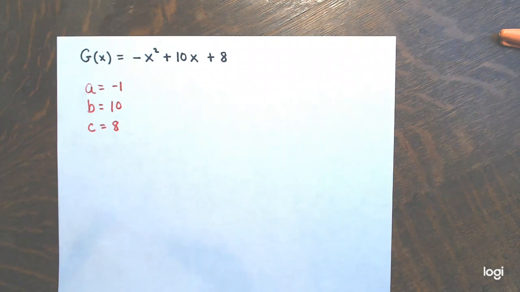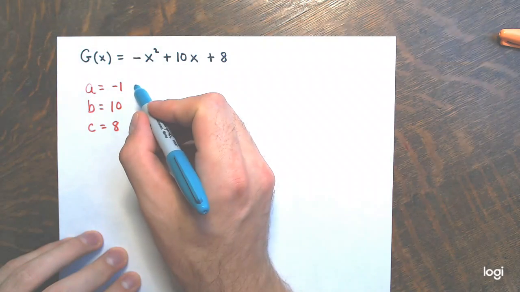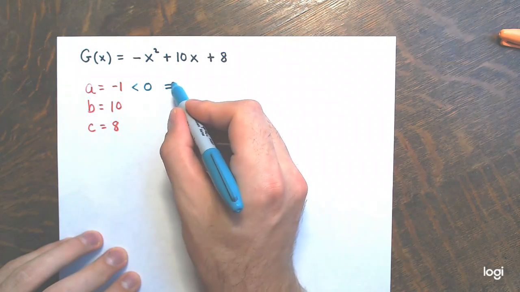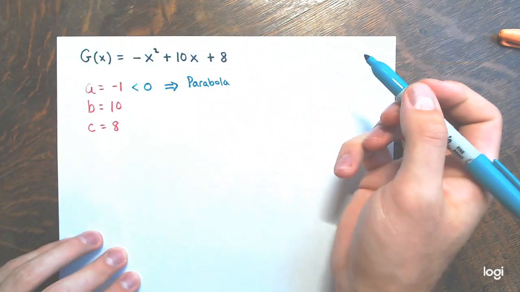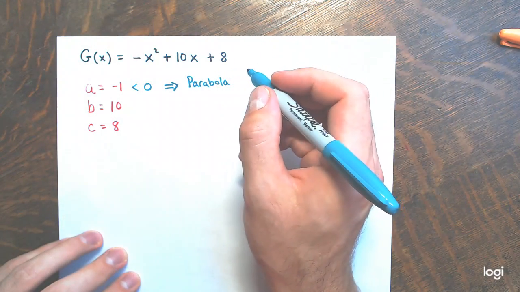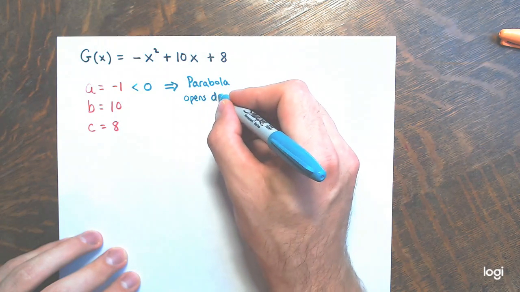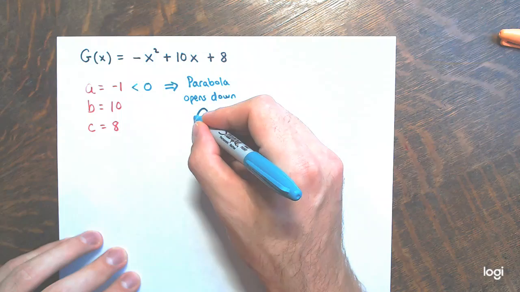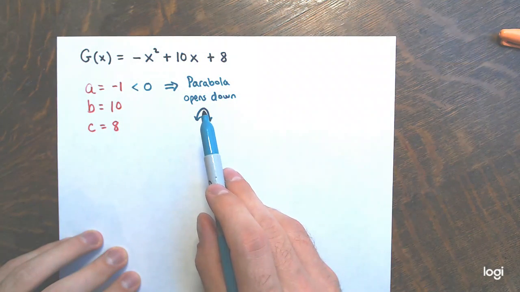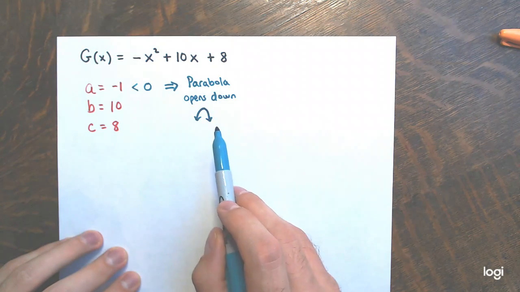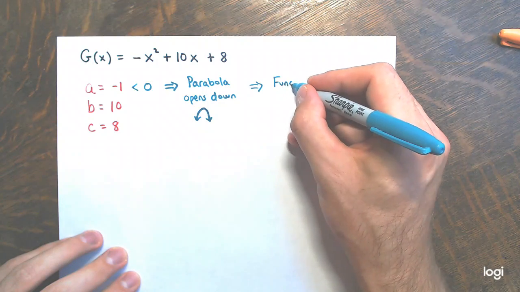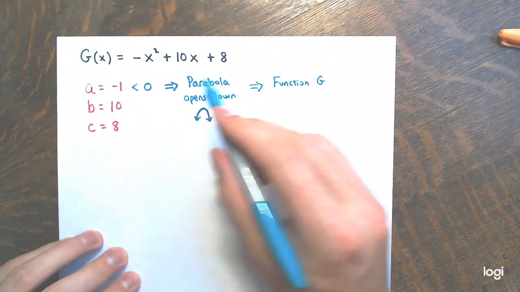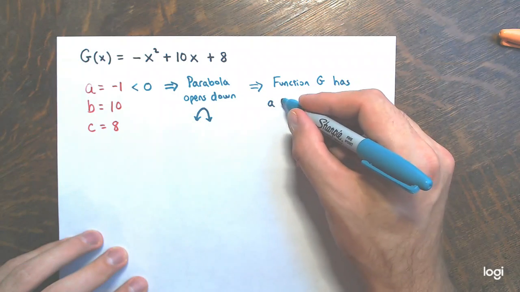Look at the value of a, that lead coefficient. Negative 1 is less than 0. It's negative. So that means the graph of this parabola, and I'm not going to make the graph, you know what it's going to look like. The parabola opens down, meaning it'll look something like this, a frowny face. So the vertex is at the top. That means the y-coordinate of the vertex will be the highest y-coordinate of the entire graph. So the function has a highest value, a maximum value. The function g has a maximum value.